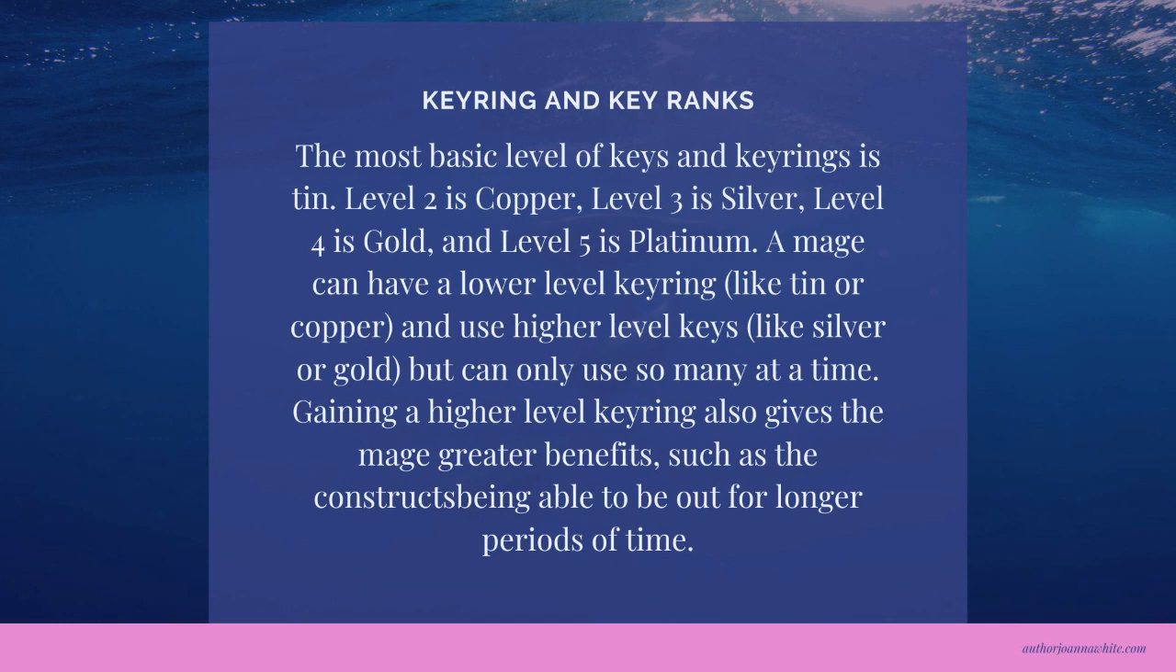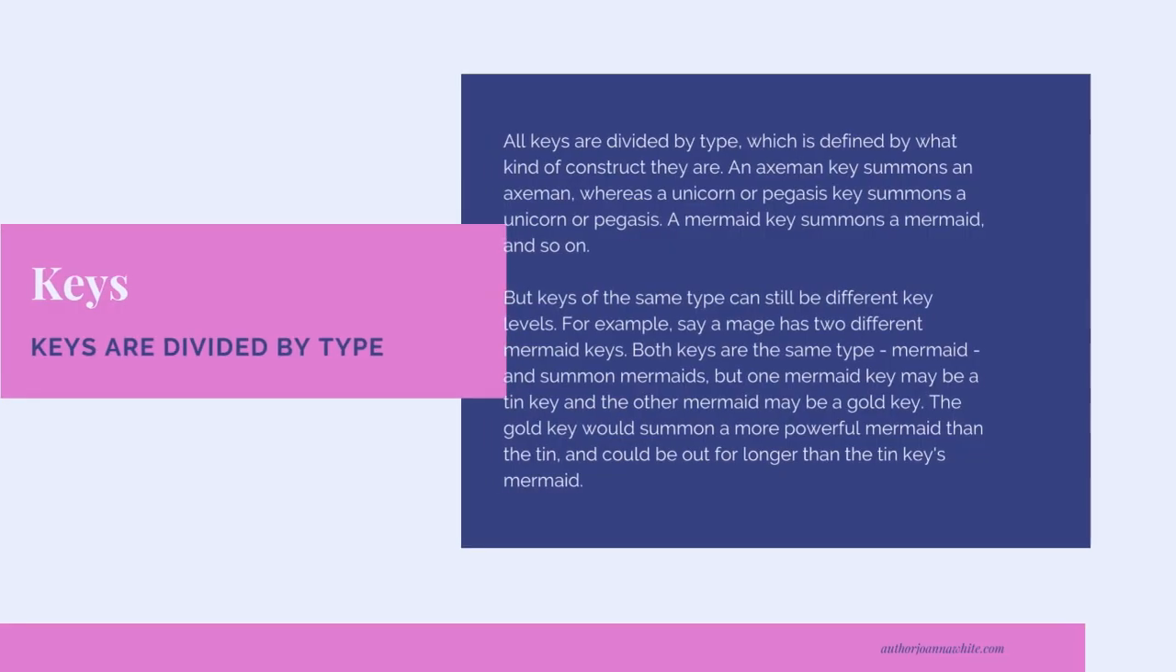A mage can have a lower level key ring, for instance, a tin key ring or a copper key ring, while also using higher level keys. For example, if your mage had a tin key ring, they could still use a silver or gold key, but they could only have so many higher keys at a time if they have a lower level key ring. And gaining a higher level key ring, like moving up from tin to a copper key ring, for example, would give you bigger benefits, such as your constructs being able to be out and about for longer periods of time, and so on and so forth.